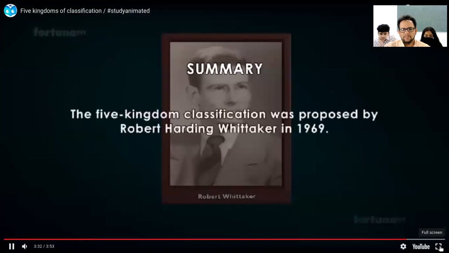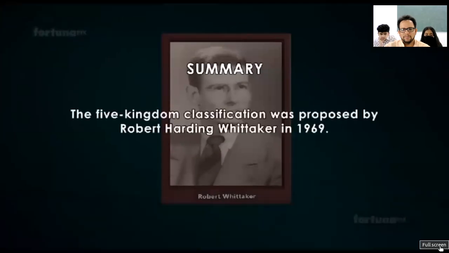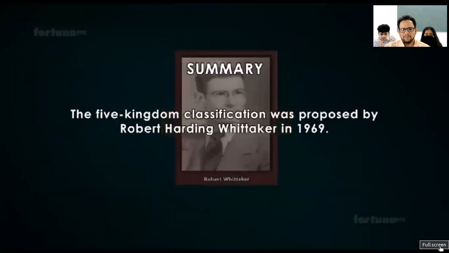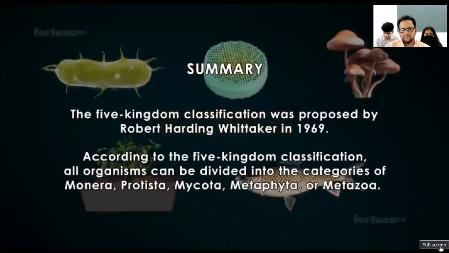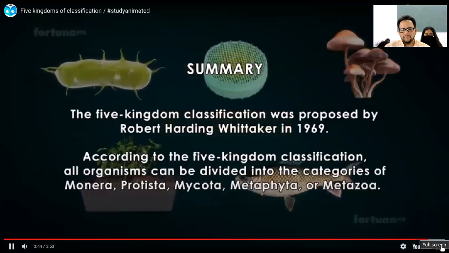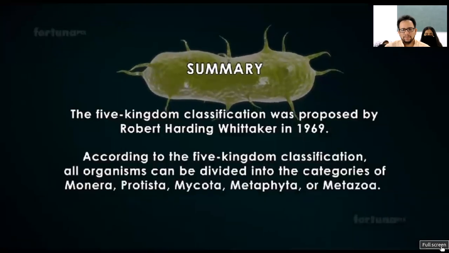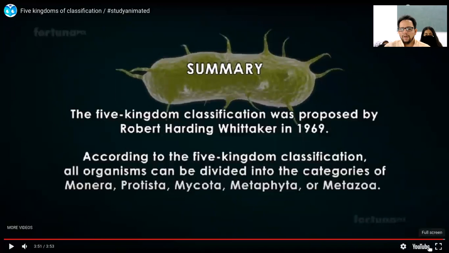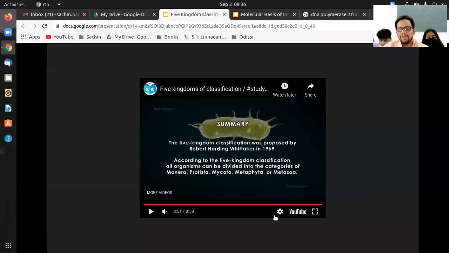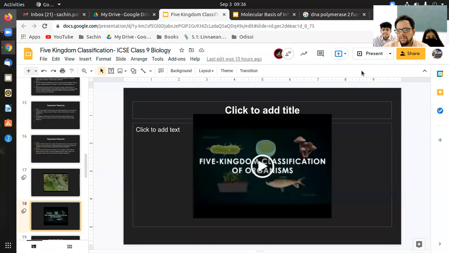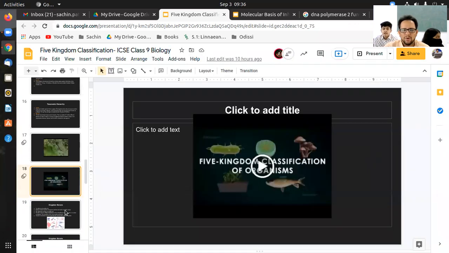Summary. The five kingdom classification was proposed by Robert Harding Whittaker in 1969. According to the five kingdom classification, all organisms can be divided into the categories of Monera, Protista, Mycota, Metaphyta, or Metazoa. Okay. One thing is that you don't have to remember these names, keep it to the simple ones, because we don't really use these names that often these days. It's just that it is part of the video, so you got to know them, but otherwise you can just ignore them, and you can still call them Kingdom Plantae and Kingdom Animalia.